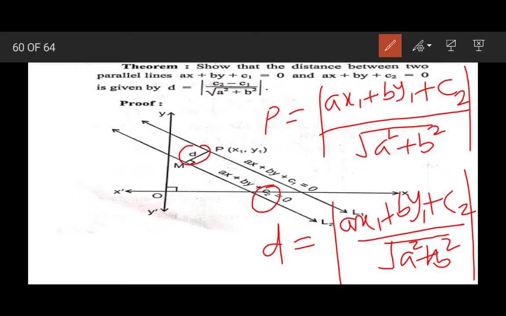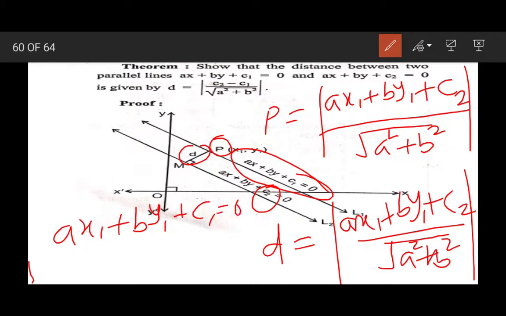Now see, point P is on the line ax plus by plus c1 equal to 0, right? That means ax1 plus by1 plus c1 equal to 0. So from this what I am getting: ax1 plus by1 is equal to minus c1, right?